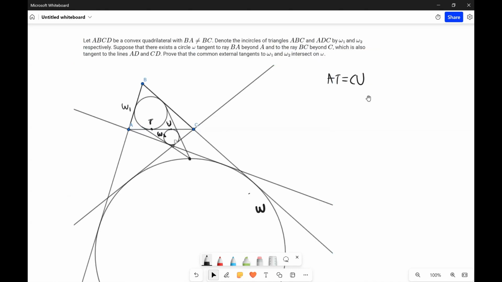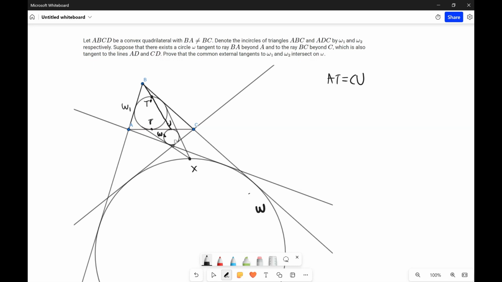Now that we know that AT equals CU, we can now recognize something important about the point U. We see that the line BU must intersect the top point of the sin circle. That is the point that is diametrically opposite the point T. Recall this from an earlier video, which I will link inside the description. Either way, let's go ahead and label the opposite point of T to be T prime.